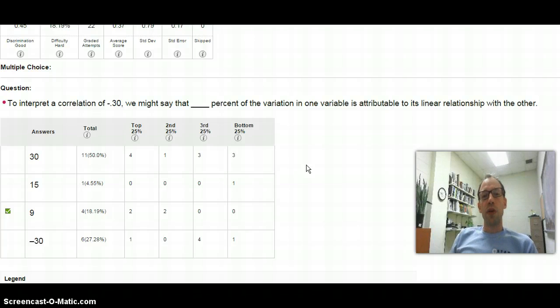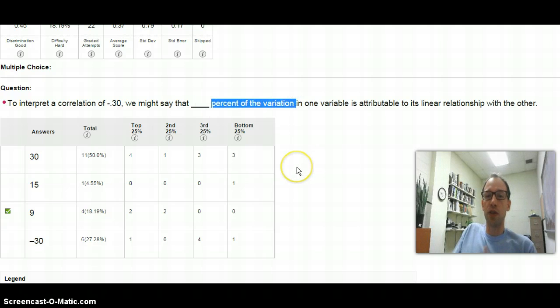Okay, to interpret a correlation of negative 0.3: correlation is your R value, but percent of variation explained is your R squared. So if we have negative 0.3 squared, that gives us 0.09, which is 9% of variation. What does that mean?